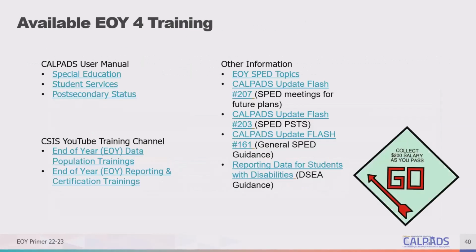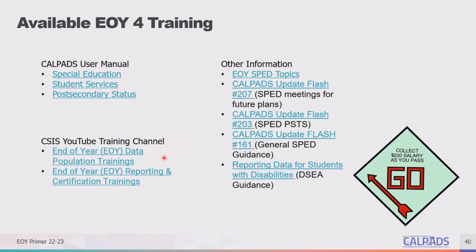And we do, again, have a plethora of training and guidance resources available for you for EOY 4. We've got our mainstays of the CALPADS user manual. This has the 3 file types linked to on this slide, with the special education or SPED file type, the student services or SSRV file type, and the post-secondary status or PSTS file type. We did navigate to this third link in the training here. I won't navigate to these two, but they do contain very helpful information for you to review and utilize for guidance when submitting those SPED and SSRV records and when resolving any validation errors regarding those records.